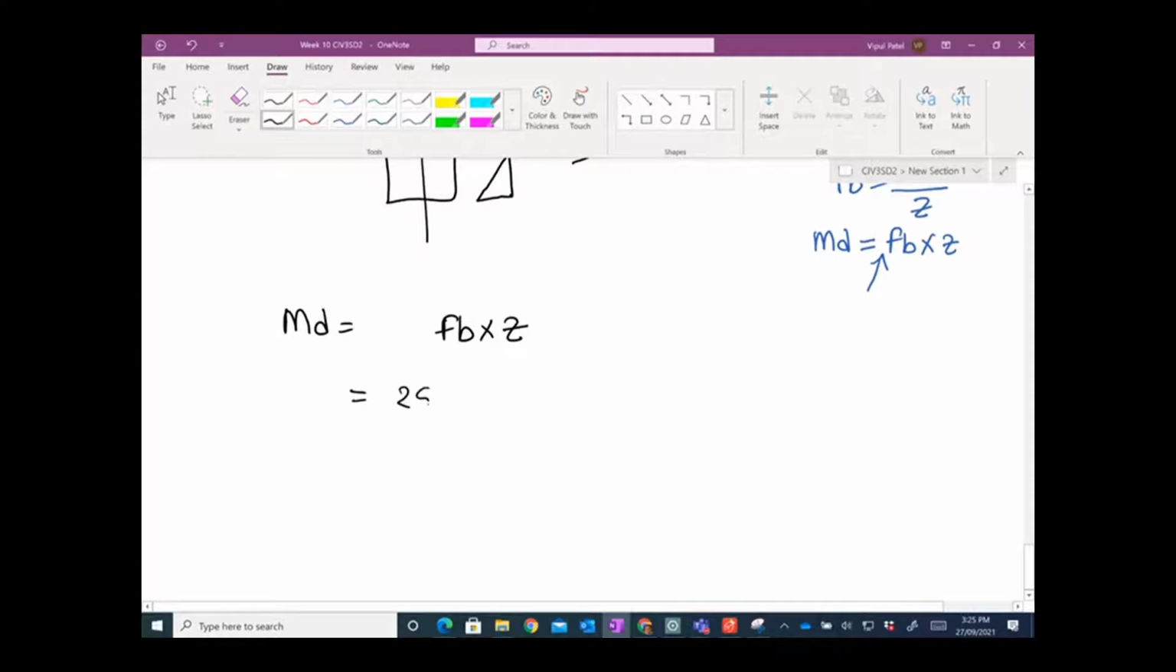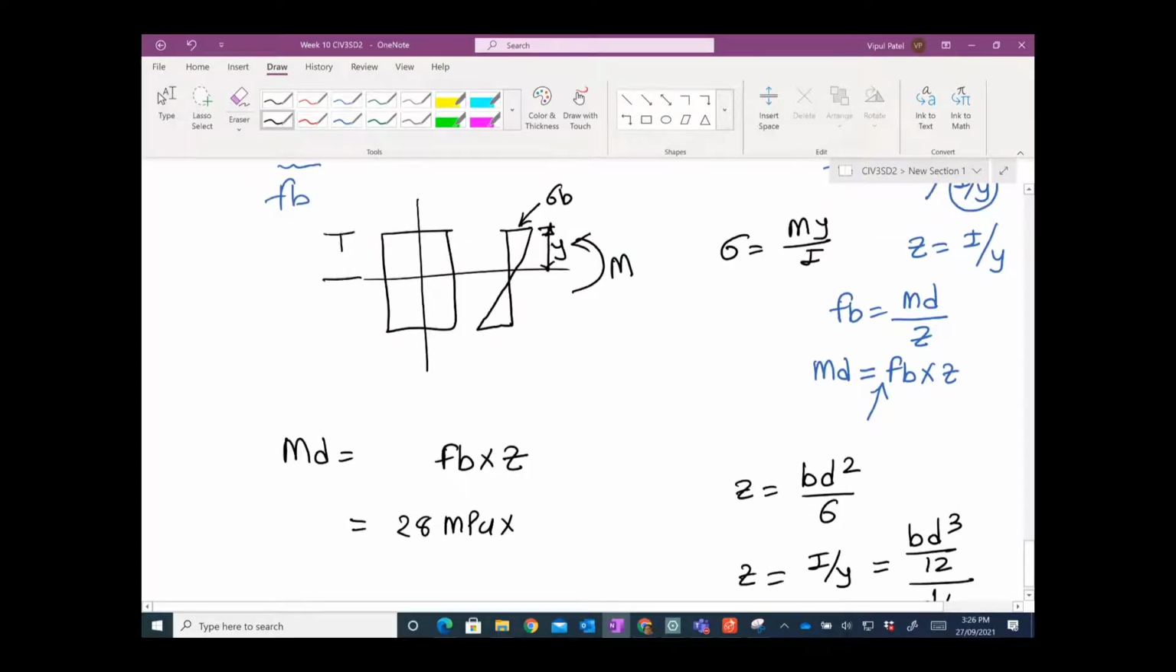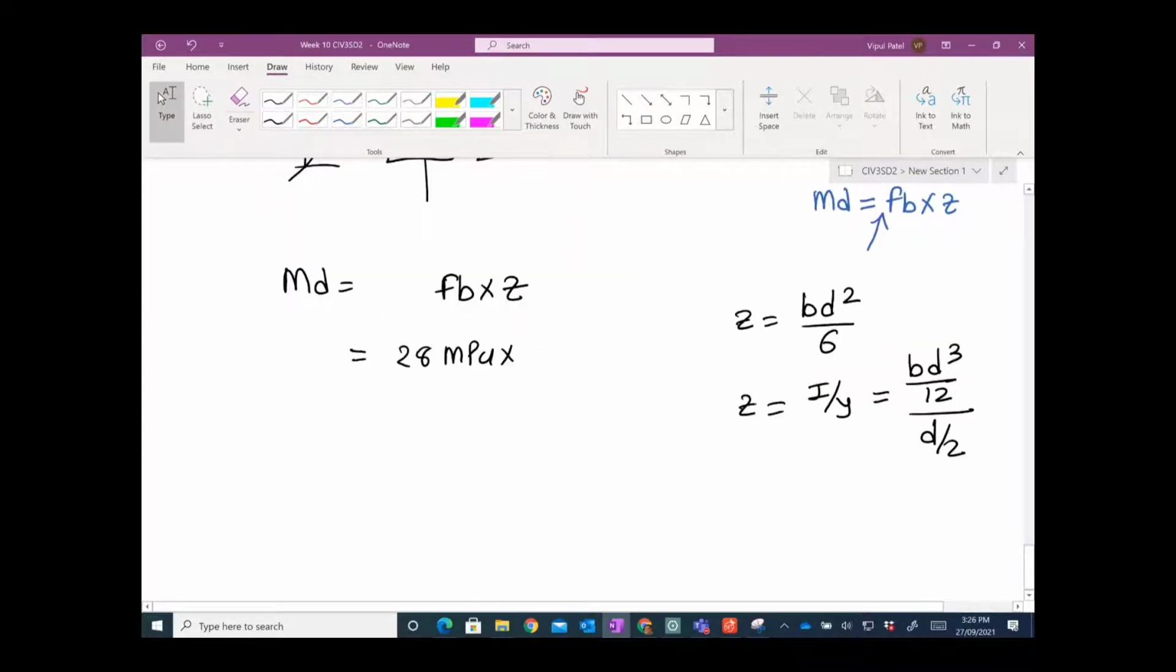So you have 28 megapascals, and the Z is, by the way, BD squared on 6. How is this coming? Let's say Z is equal to I on Y. I is BD cubed on 12, and the Y is D by 2, because basically you want to find this D by 2, right? Because this is the whole D. So you can just have BD cubed over 12 times 2 over D. So this one cancels, leaving BD squared on 6.